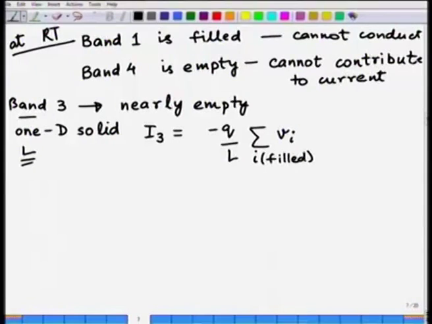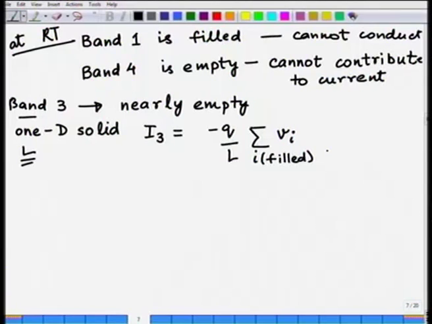over the filled states, the states which are filled. If I multiply by the velocity of those electrons, there are 3 electrons I have shown, so the summation is over 3 electrons, the states on which it is filled, and this will give you the current I3. So it will start contributing to current.